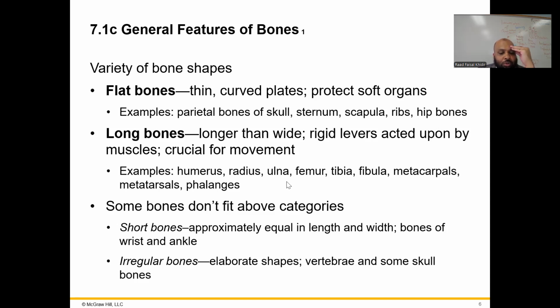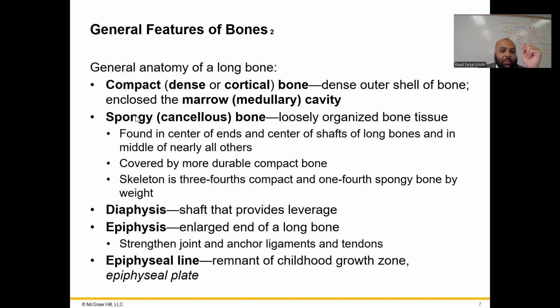Some bones don't fit in the above categories, so we call them irregular bones and short bones. Short bones are approximately equal in length and width. An example would be the bones of the wrist and the ankle. Irregular bones are elaborate in shape. An example would be the vertebra and some skull bones. So now let's look at the long bones.